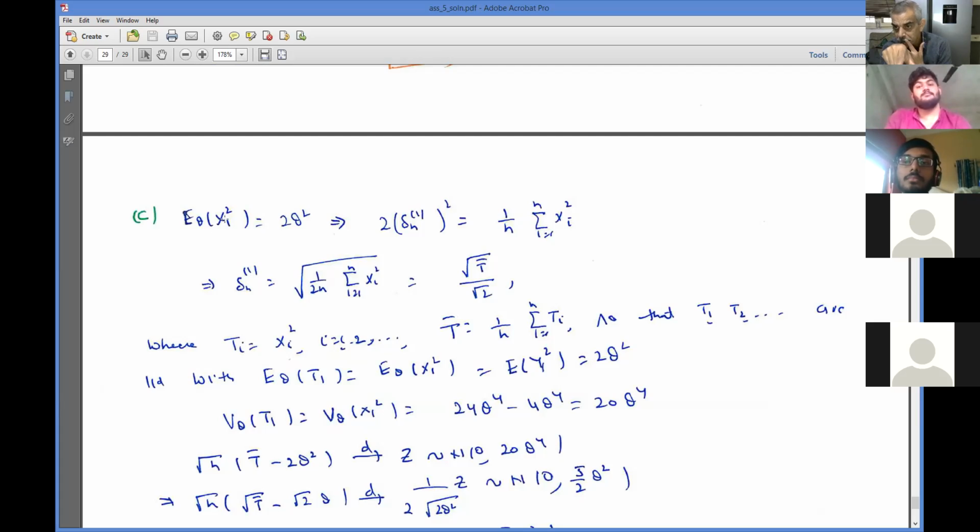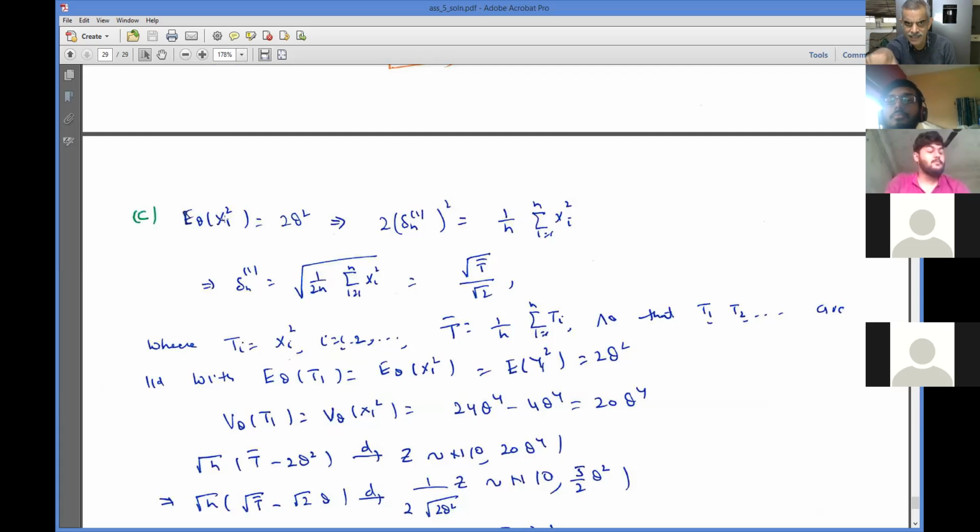Expected value of x1 square is the integral from minus infinity to infinity of x square times 1 by 2 theta e to the power minus mod of x by theta dx, which turns out to be 2 theta square. Is that okay? So I have to put 2 times the estimator square, because theta square, 2 times delta n1 square is equal to the first moment based on x1 squares, which is 1 upon n summation xi square.